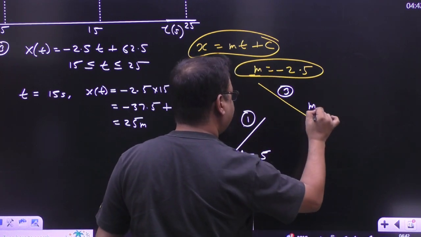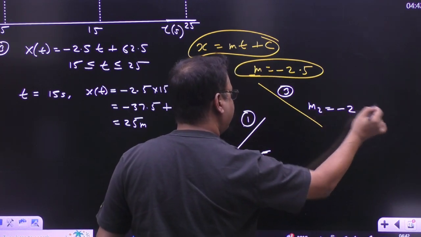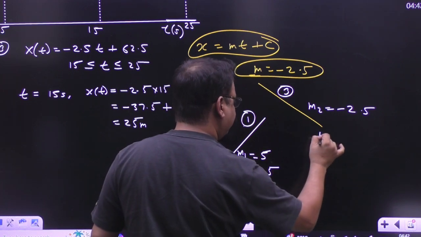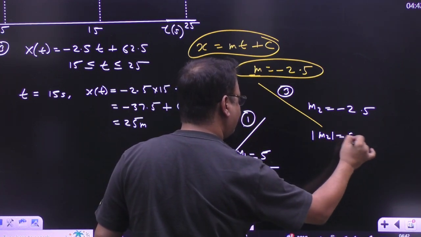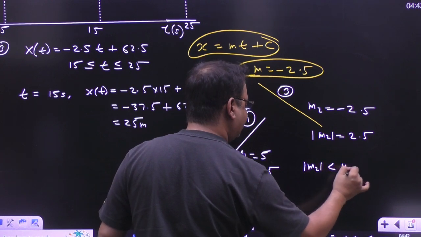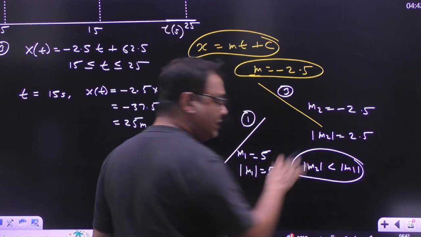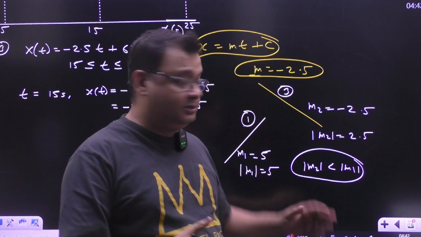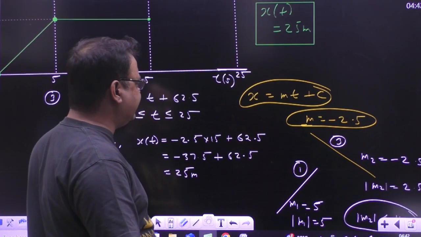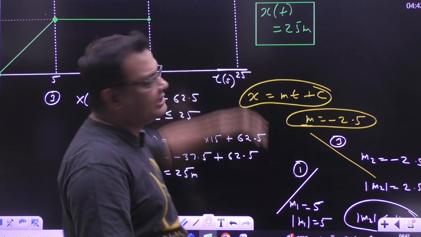And here the slope is how much? Minus 2.5. So if you see its modulus, it will come to be 5, and if you see its modulus, it will come to be 2.5. So surely you can see modulus of M2 is less than modulus of M1. So M2 will have lesser inclination. Okay, your third segment will have lesser inclination.